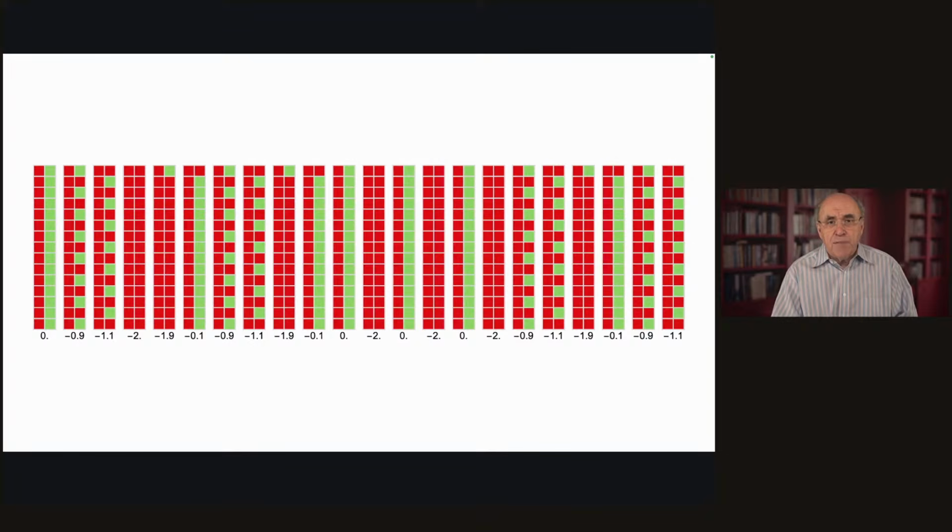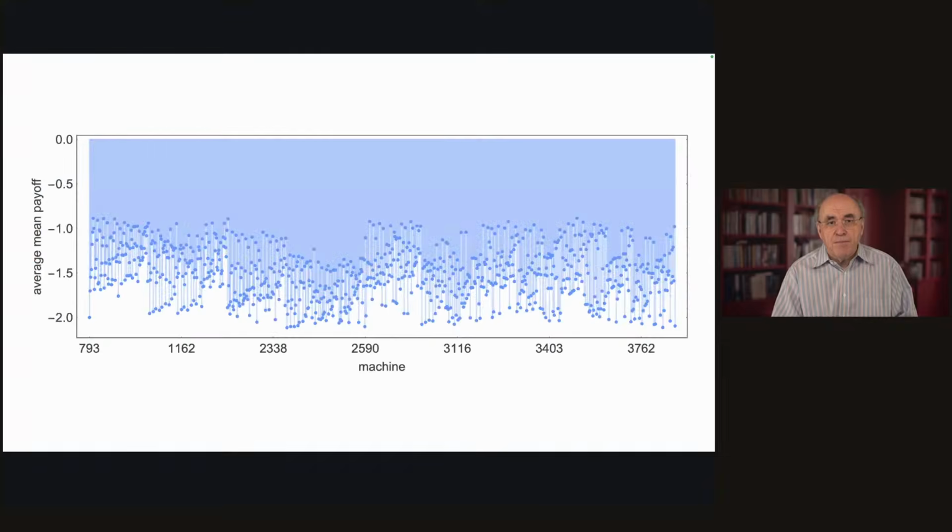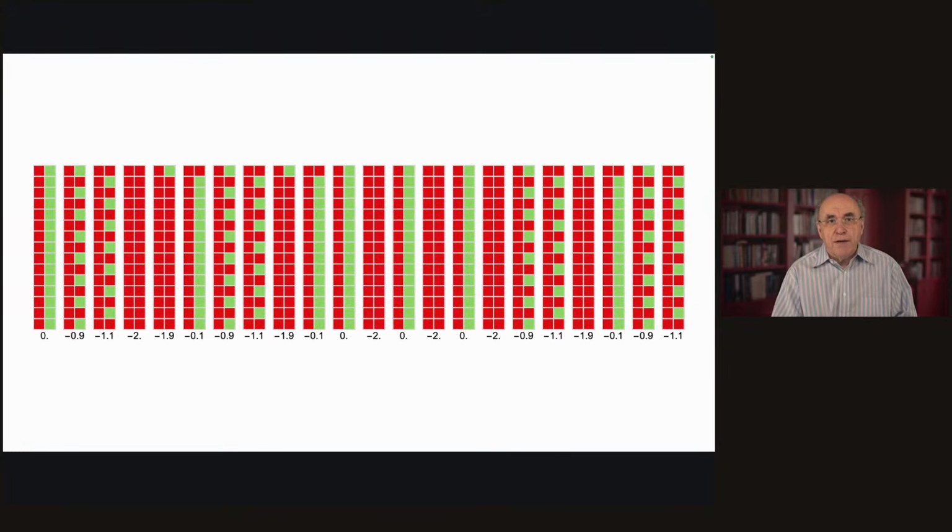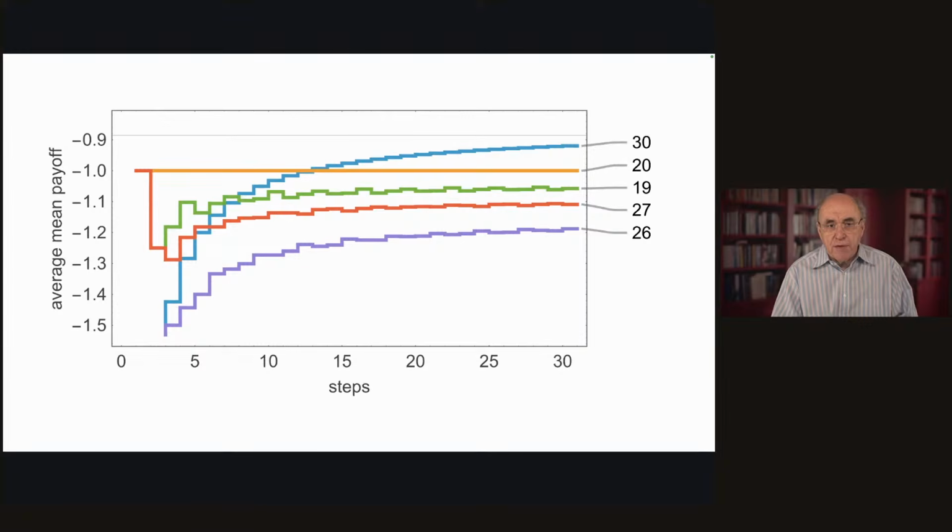while machine 30 yields an average mean payoff that limits to -19/22 or -0.86. So that's how that machine comes to be eventually the winner, even though it takes a while to get to that point.